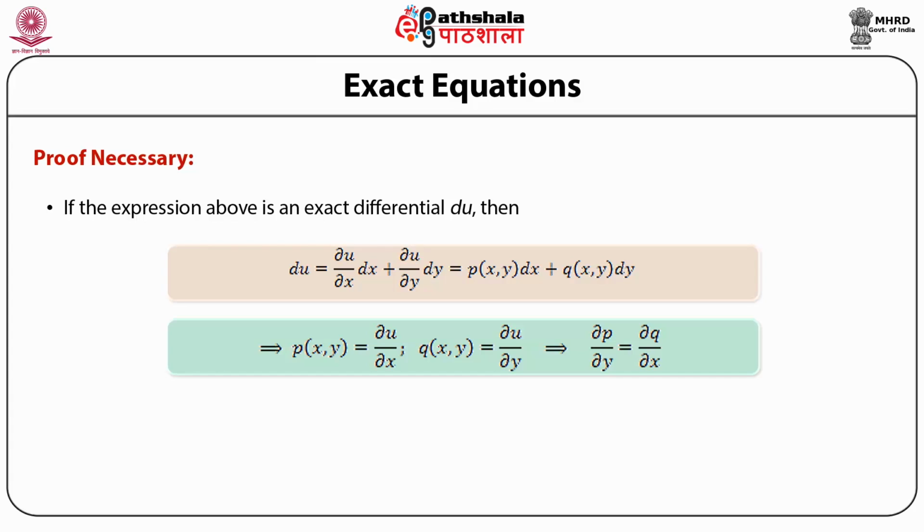Equating the two expressions of du, we have P of x, y is equal to del u by del x and Q of x, y is equal to del u by del y. Differentiate the first with respect to y and second with respect to x and equate the two to get del P by del y is equal to del Q by del x. This proves that the condition is necessary.